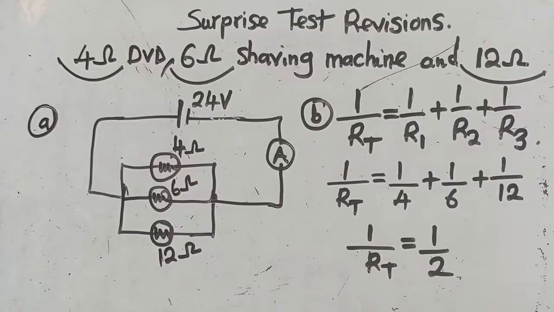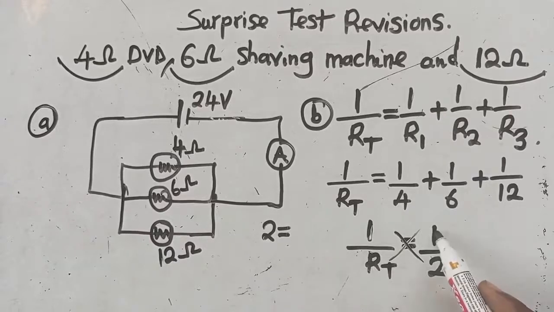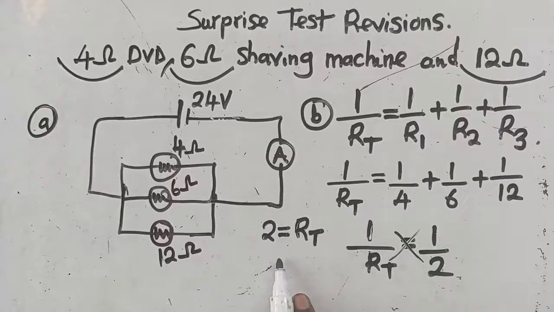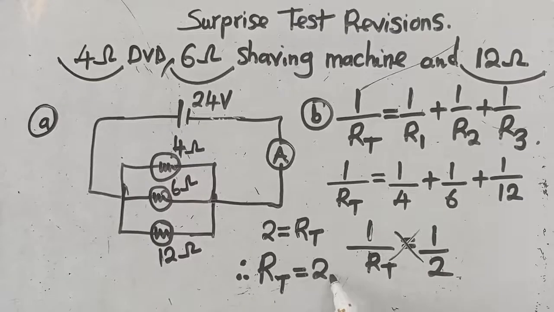This one, don't forget what we want to find. We want to find the total resistance. Here, you cross multiply. So 1 times 2, it is 2, which is equal to RT times 1. We find the RT, which is total resistance. Have you seen? So in this case, the total resistance is 2. Therefore, the total resistance is equal to 2 ohms.